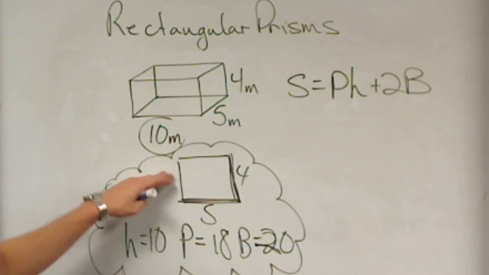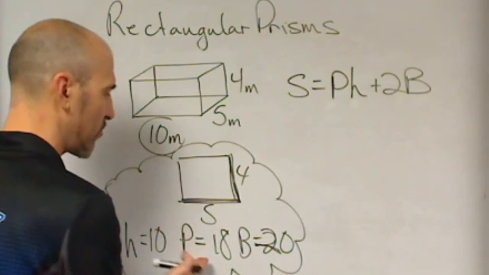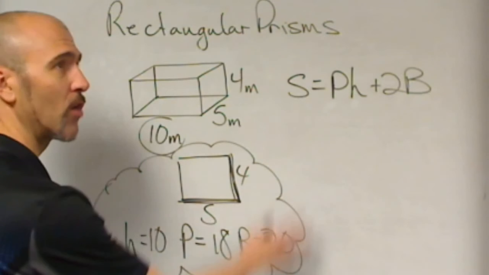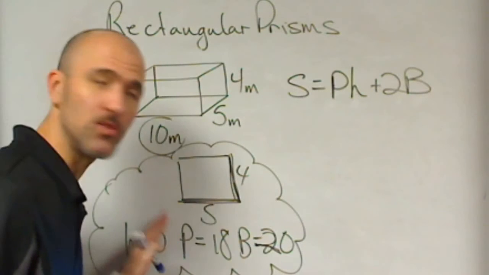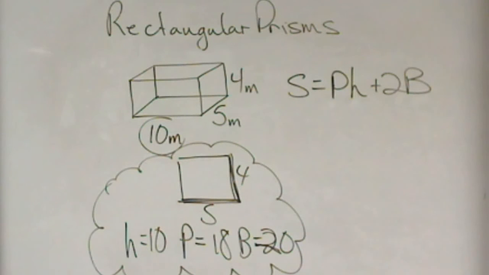Kids that draw their bases, organize everything, perimeter of the base, area of the base, get everything ready to go to put into the formula, they're going to reduce the probability of them making a mistake quite a bit.